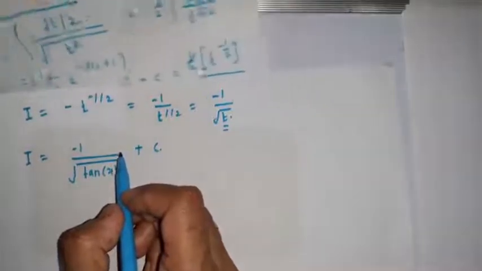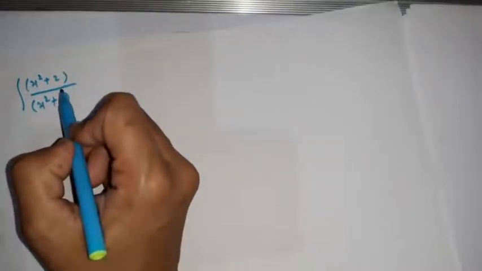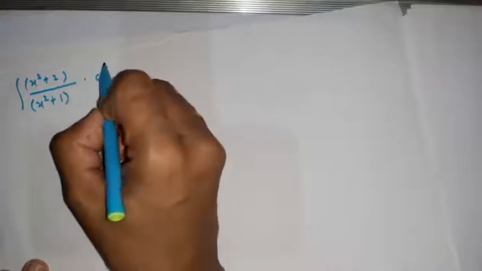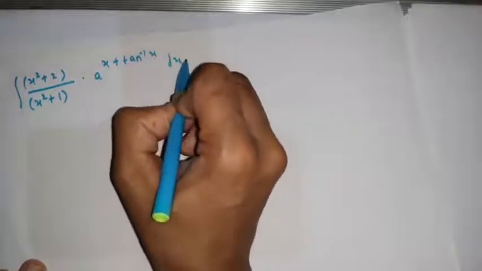Okay students, now the next problem is: evaluate the integration of x square plus 2 upon x square plus 1, into a raised to x plus tan inverse of x, with respect to x.